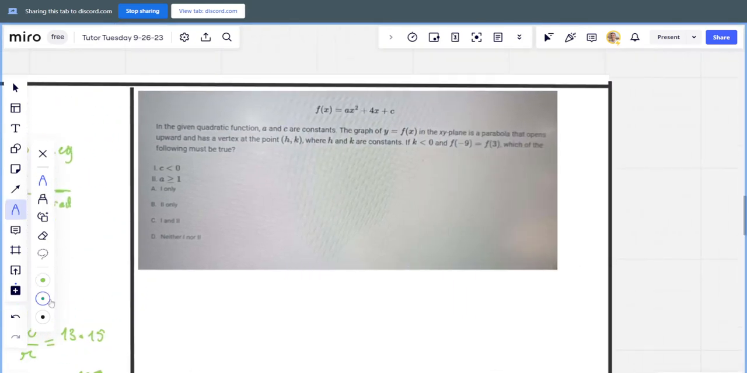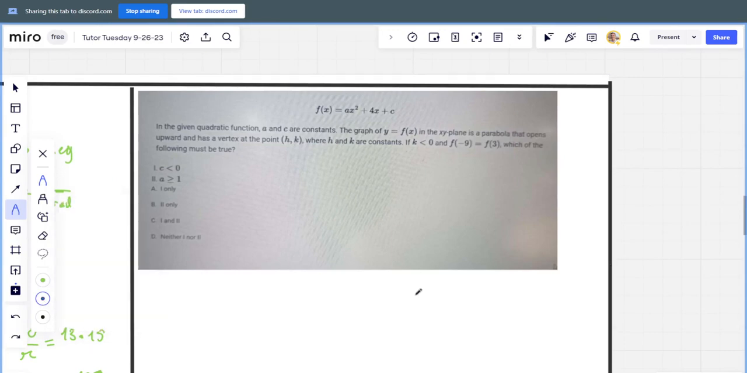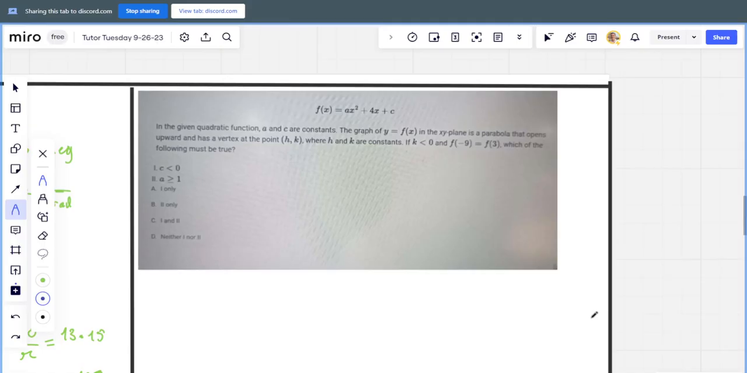Last SAT problem here that someone submitted to me, and then we'll get into some of the other questions. In the given quadratic function, a and c are constants. The graph of y equals f of x in the xy plane is a parabola that opens upward and has a vertex at the point h, k, where h and k are constants. If k is less than 0 and f of negative 9 equals f of 3, which of the following must be true? Either we get c is less than 0, or we get a is greater than or equal to 1.